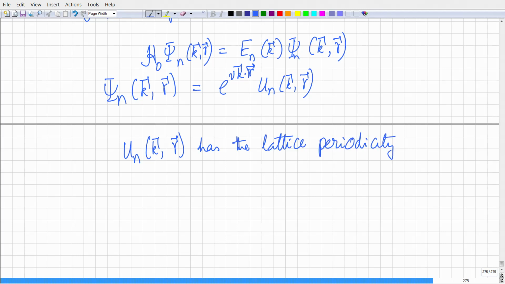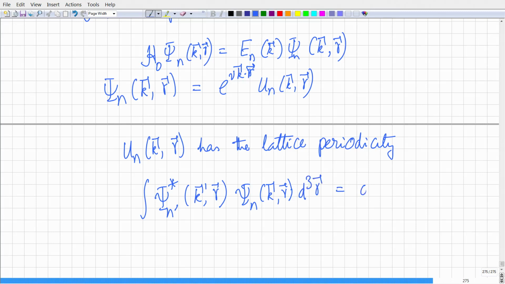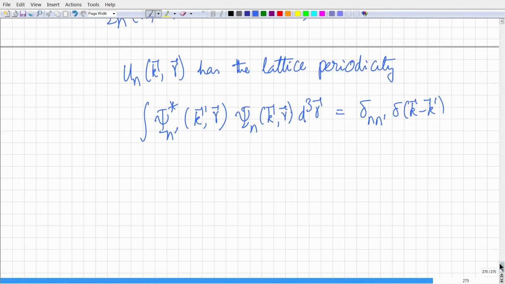And psi n k of r form a complete orthonormal set. So I can write down the condition: the integral of psi n prime k prime star of r times psi n k of r d cubed r is equal to delta n n prime delta of k minus k prime. So they form a complete orthonormal set. Given that, we can now use that as a basis.